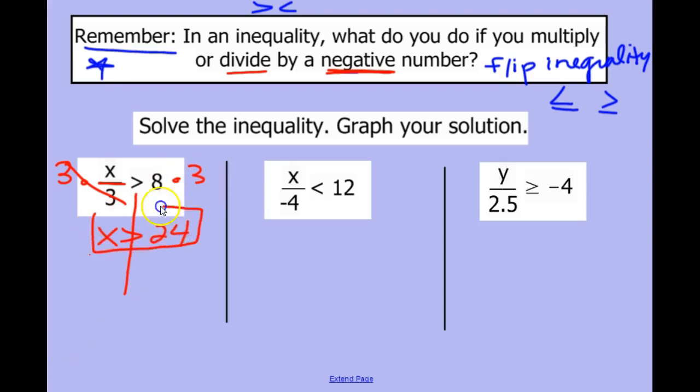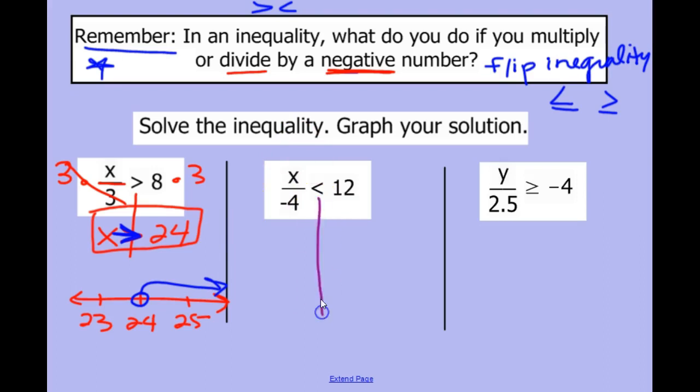This one has the letter on the left, so we can graph it. We did not multiply or divide by a negative, so we left our inequality the same. So 24, we have 23, 24, 25. This does not have the equal to, so this is an open circle. And it is greater than. Greater than 24 would be 25. Next, draw your line down.